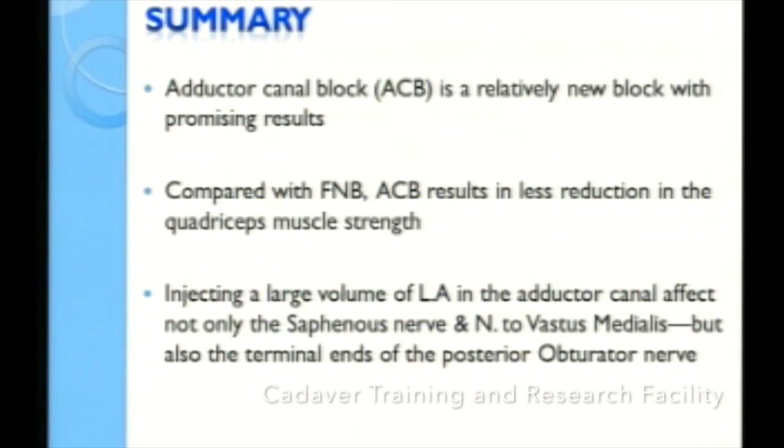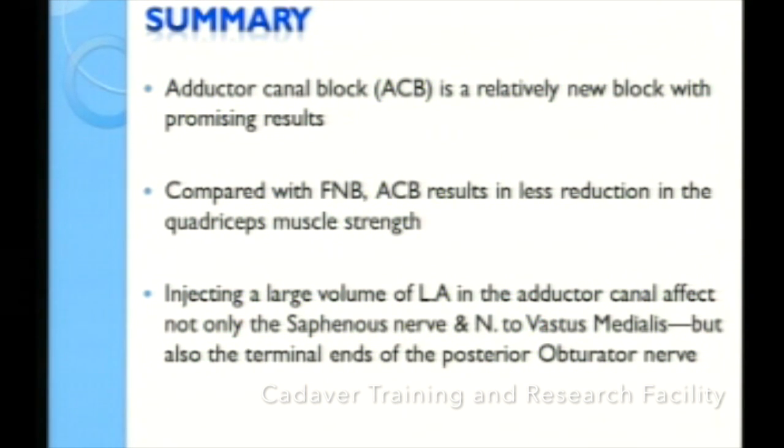Coming to the summary: adductor canal block is a relatively new block with promising results. Compared with femoral nerve block, adductor canal block results in less reduction in quadriceps muscle strength, because the motor fibers to the vastus muscles and others which extend the knee are spared, as they all arise above the adductor canal. Only the nerve to vastus medialis is present in the adductor canal, so sometimes partial weakness is there.